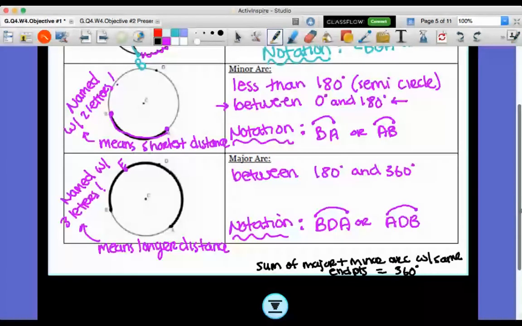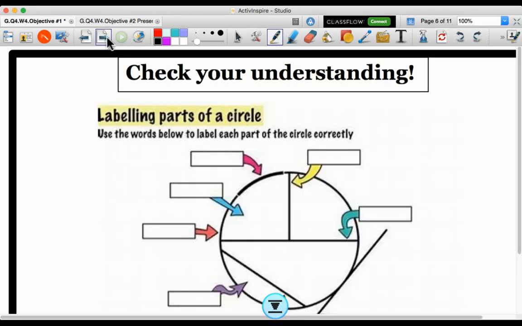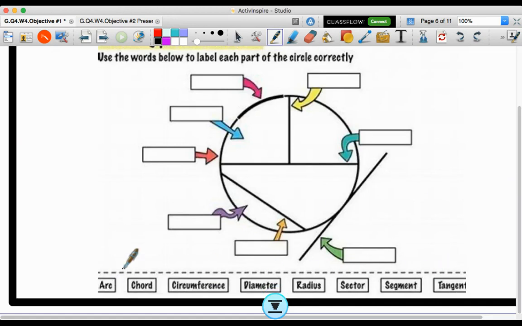Awesome. All right, so we just went through lots and lots of vocab that we're going to be using over the next few slides and the next few weeks. So let's just check our understanding with this nice picture. I have a word bank at the bottom, and we want to use the words below to label the circle correctly. So let's see what we have. We have arc, chord, circumference, diameter, radius, sector, which we actually don't know, but that's okay, segment, which we kind of know. But these two are going to be a little different, so these two will be an extension. We know tangent. So let's start with the ones we do know.